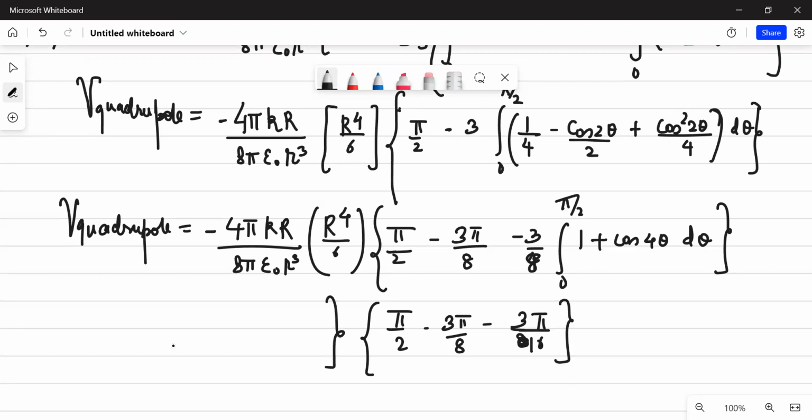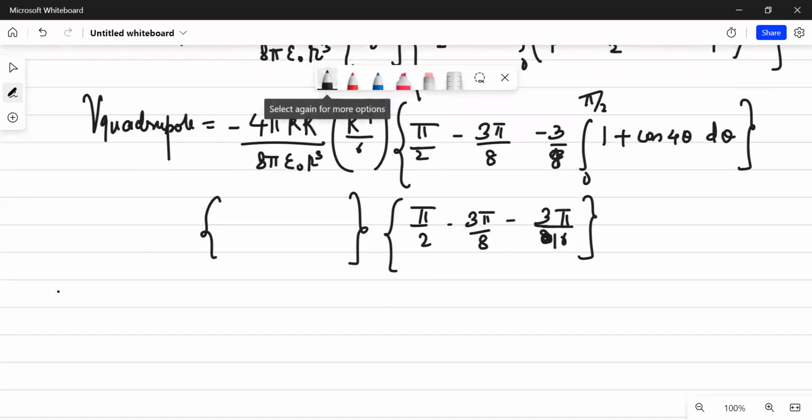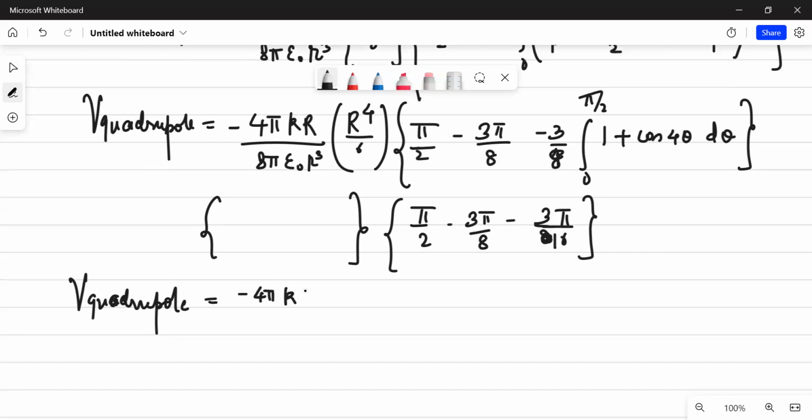Okay, so this entire term will remain. I'm not saying that this will not remain, and overall we are writing V quadrupole. So V quadrupole is minus 4 pi k capital R divided by 8 pi epsilon naught r cube, then I'll add r to the power 4 upon 6, and this is pi by 2 minus 3 pi by 16, so this is 1 and this is half, so this is 3 by 2 of it.